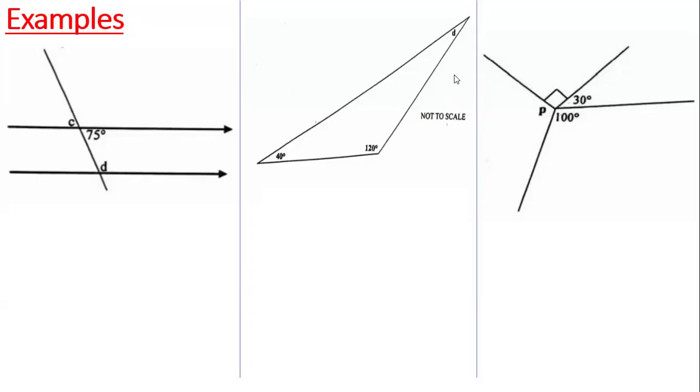All right, so let's go ahead and do C. C is easy. C is 75 degrees. How do y'all know it's 75 degrees? Vertically opposite. Very good. Keyshawn, did you catch that? So C is 75 degrees because vertically opposite angles are equal.